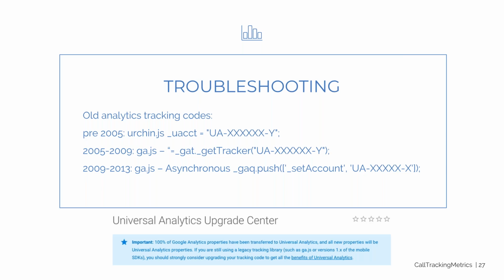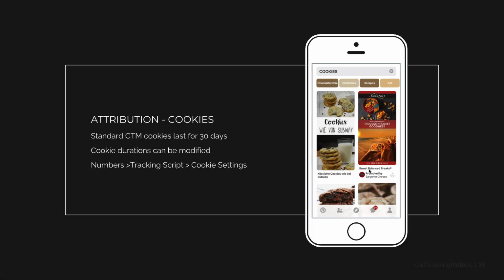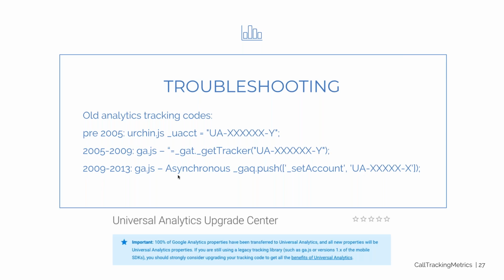So some troubleshooting that happens is old analytics. So pre-2005, analytics was Urchin. So if you're running Urchin Analytics, I mean, you're way outdated. And then in 2005 to 2009, they introduced the Get Tracker. And then in 2009 to 2013, I always just call this the push. They introduced this. And then, in 2013, Universal Analytics came along.